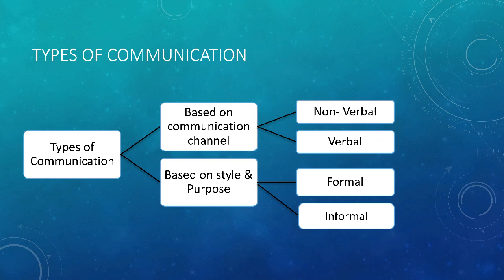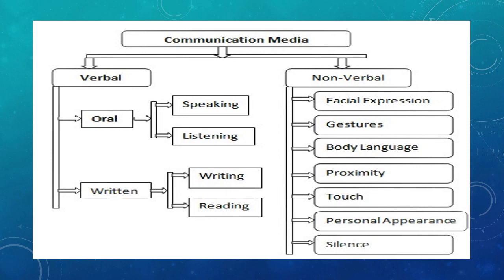All right. So now let's see what or how many types of communication we have. Types of communication based on communication channel: we have non-verbal and verbal. Based on style and purpose we have formal and informal. When we talk about the communication media, we have verbal and non-verbal. Under verbal we have oral and written. In oral we have speaking, listening. In written, we have writing and reading. So this is verbal communication. And when we talk about non-verbal communication, we have facial expressions, gestures, body language, proximity, touch, personal appearance, silence, etc.